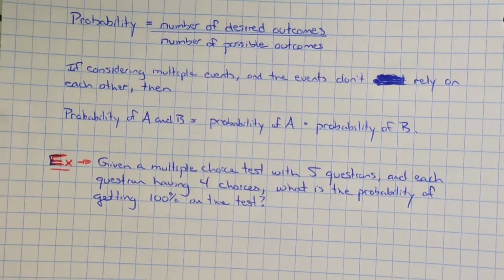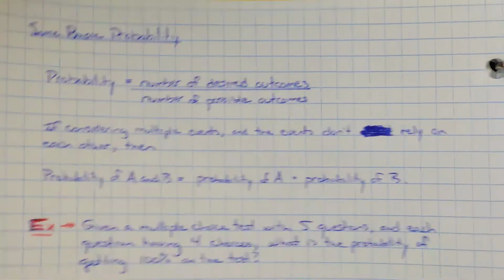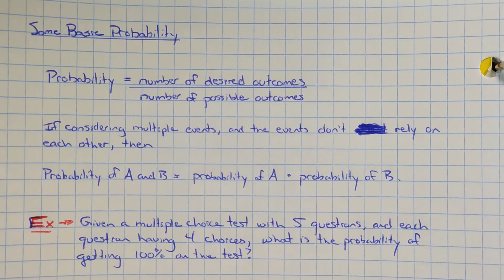Now, a little look ahead into some application of this in data management. So those of you looking to take data management next year are going to be looking at some probability. And here's a basic probability concept. Probability is just the number of desired outcomes divided by the number of possible outcomes.